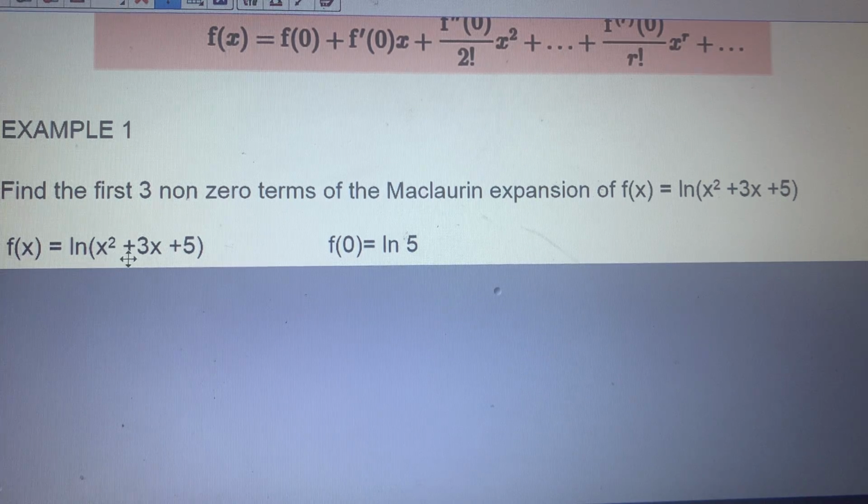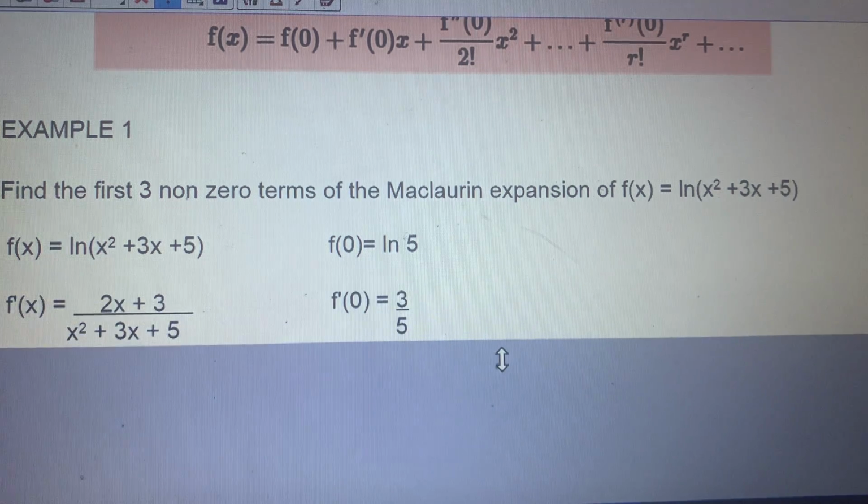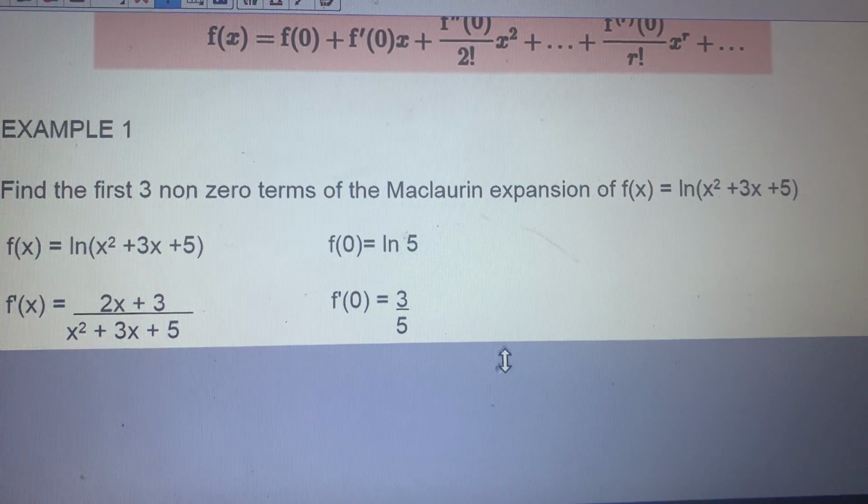f of x is ln of x squared plus 3x plus 5, so f of 0 is just ln 5. f dashed x: differentiating an ln, you take the reciprocal of x squared plus 3x plus 5 multiplied by 2x plus 3, which is because when you differentiate an ln, you take the reciprocal of what you're taking the log of, and then you multiply by the derivative of what's inside the bracket. f dashed of 0 is going to be 3 over 5.